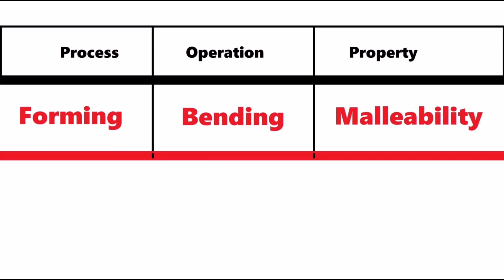Now there's a small gap, right? So this part will be welded and the excess material will be removed to get something like this. Now the manufacturing process behind it is called forming, and the operation is called bending, and the property because of which we are able to bend is called malleability.